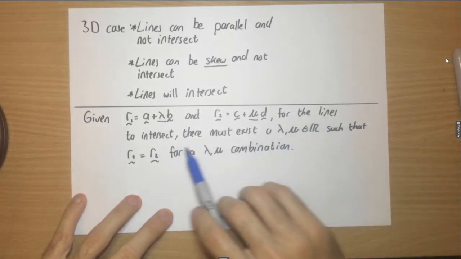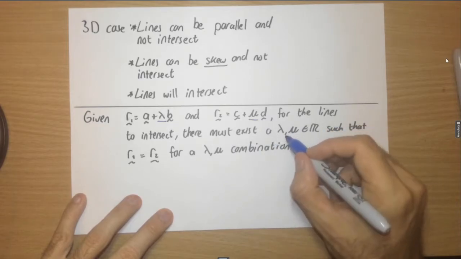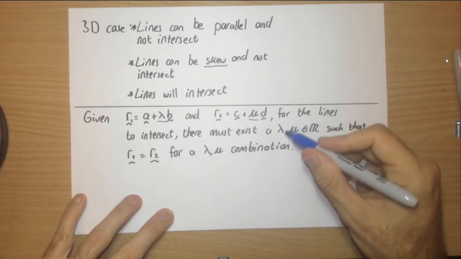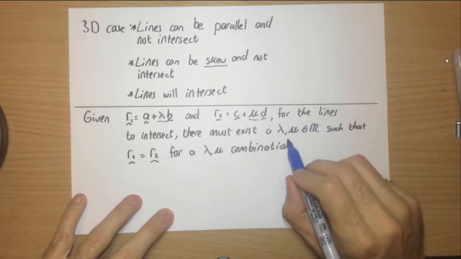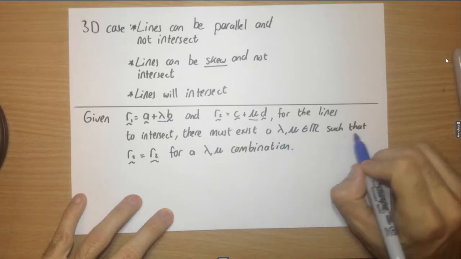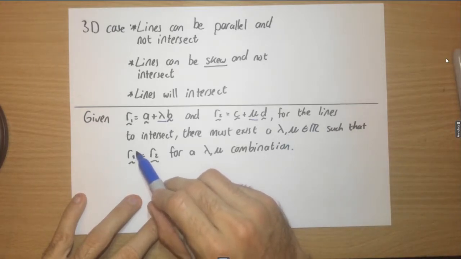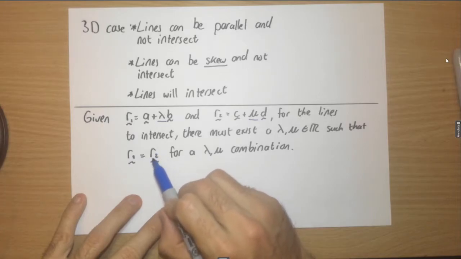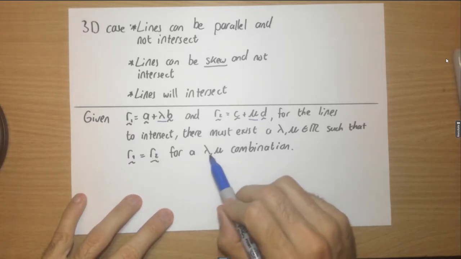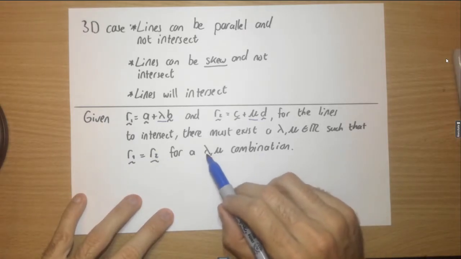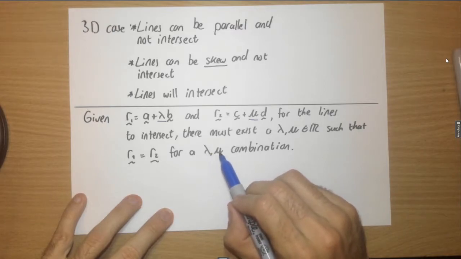Now, for these lines to intersect, there must exist a lambda, mu over the real numbers. So there must be a lambda, mu value such that the equation of the first line will equal the equation of the second line. And again, lambda doesn't necessarily have to equal mu, because we don't want them to happen at the same time. We don't care. We just want them to be able to cross each other.